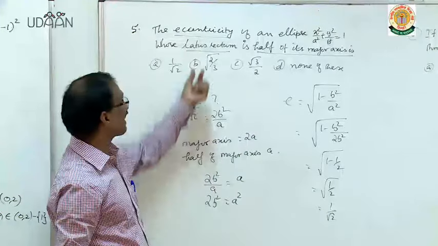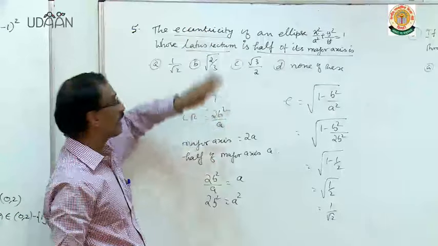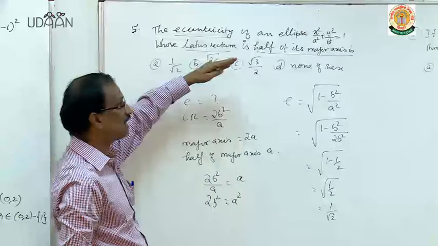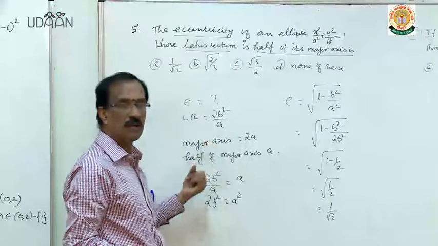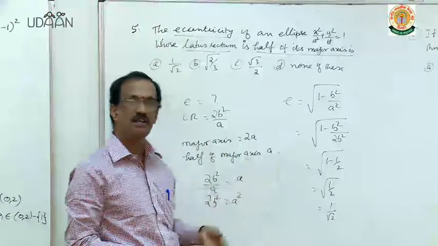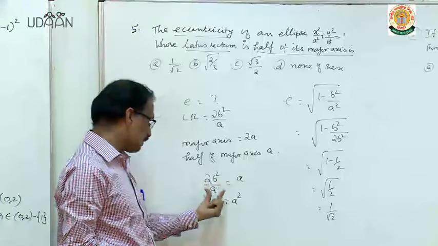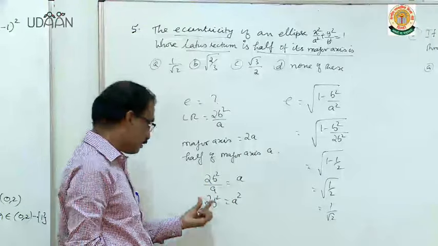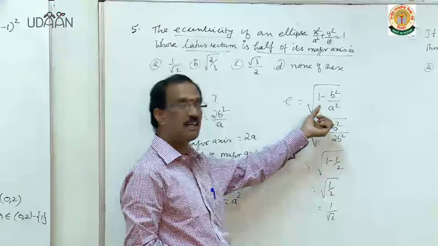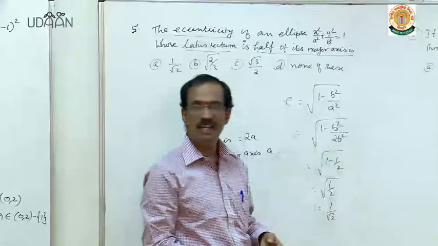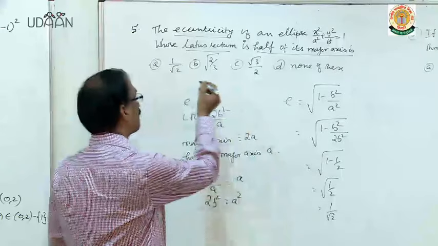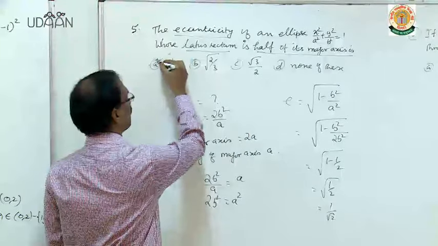So हमें क्या फाइंड करना है? एक्सेंट्रिसिटी. क्या इंफॉर्मेशन दिया है? Latus rectum is half of its major axis. So if it is in the standard form, latus rectum is 2b square by a, or major axis is 2a. So semi-major axis, that is half of the major axis, is a. So उसमें से हमें relation b और a का मिला 2b square equal to a square. We put that value in the formula, eccentricity equal to root of 1 minus b square by a square. उसमें से हमें क्या मिला है, e equal to 1 by root 2. अब चेक कर लें ऑप्शन. So a is the right option.